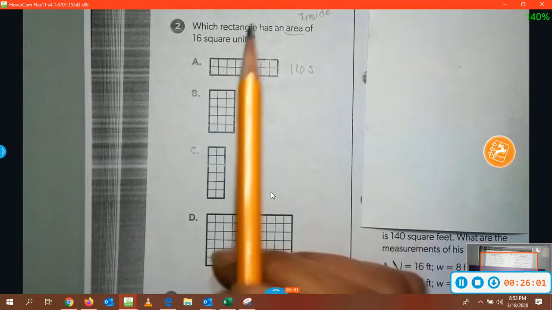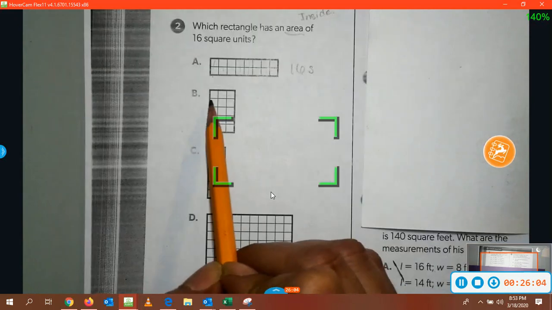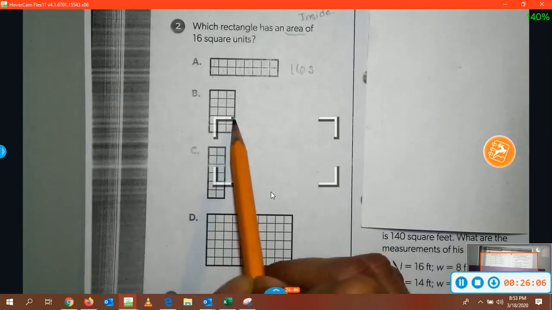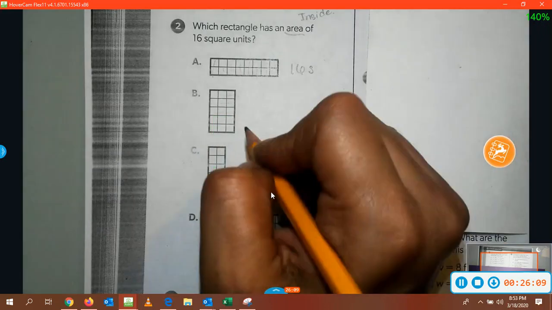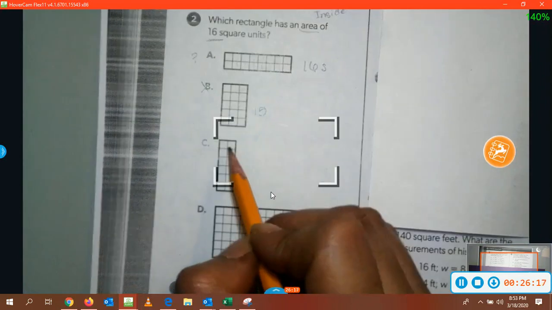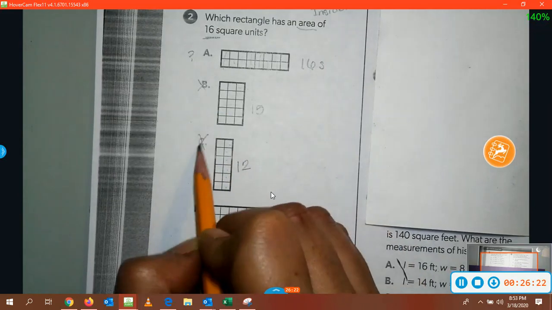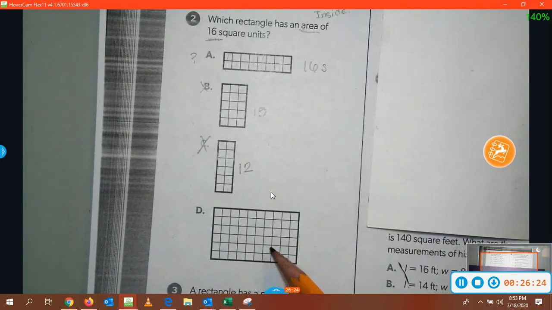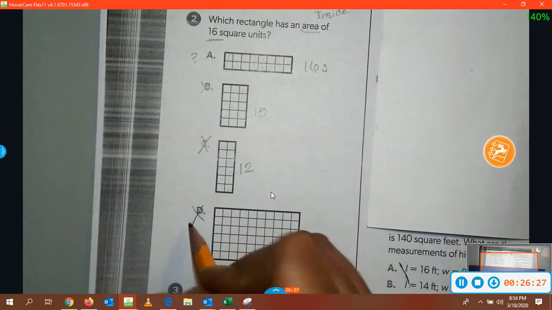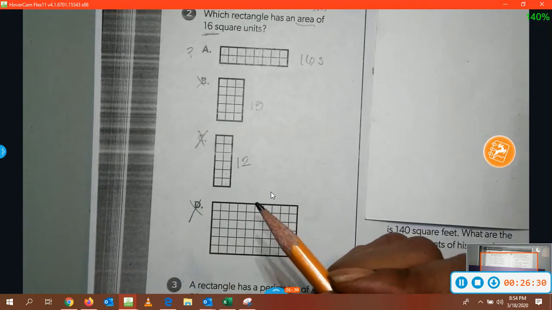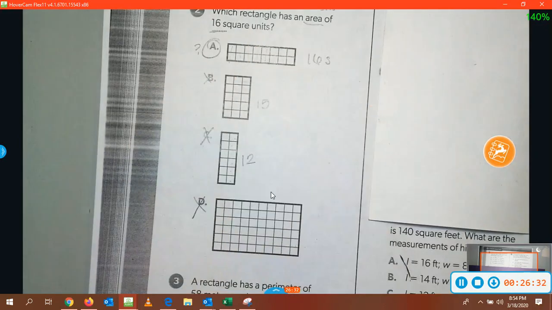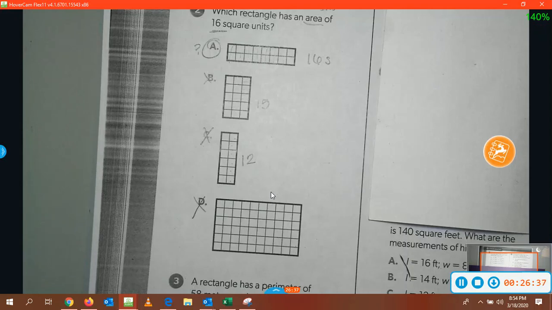Let's count by 3s. 3, 6, 9, 12, 15. So we know this is not it. This could still be it because it did say 16. Let's count by 2s. 2, 4, 6, 8, 10, 12. Oh, we know that's not it. That's not nearly enough. And guess what? This is way too many. So we're going to go ahead and mark that out automatically. So our answer is the very first one, A. 16. Okay?